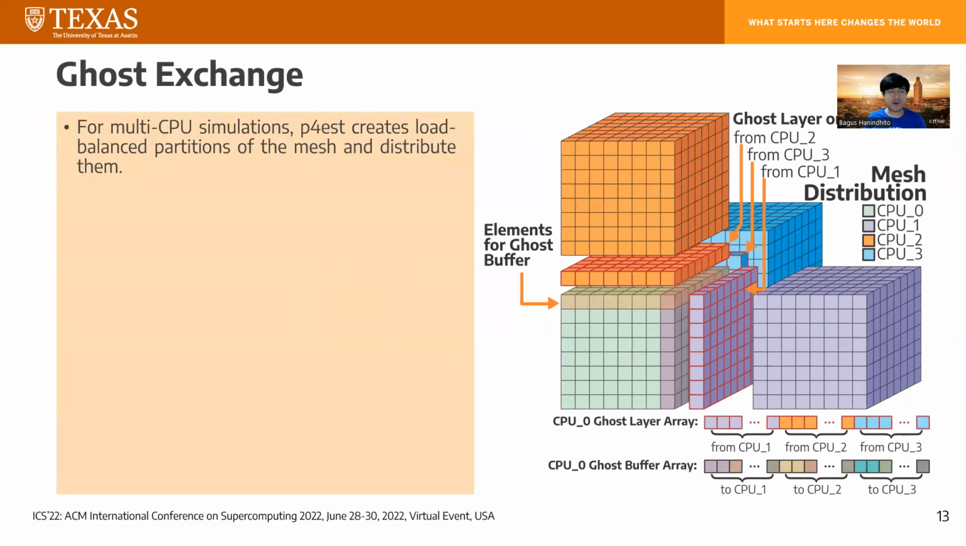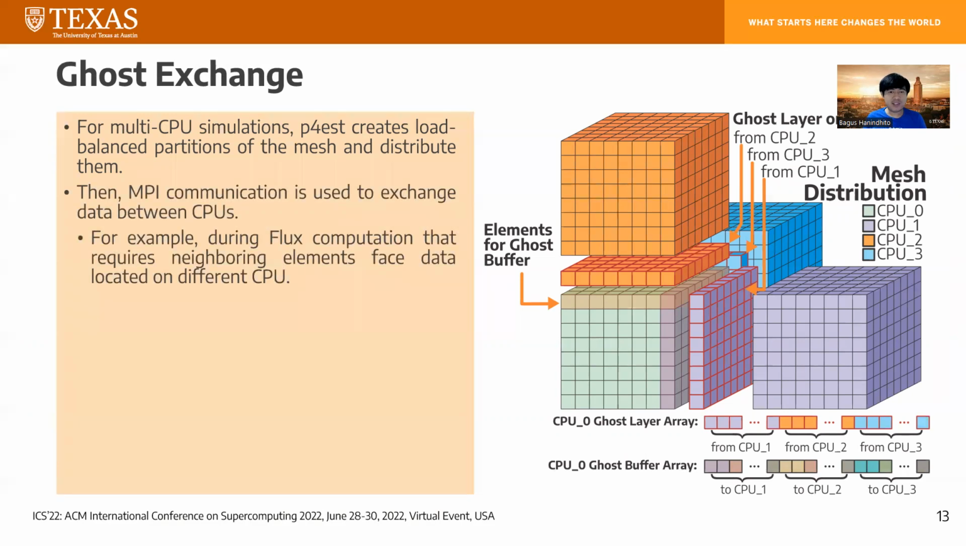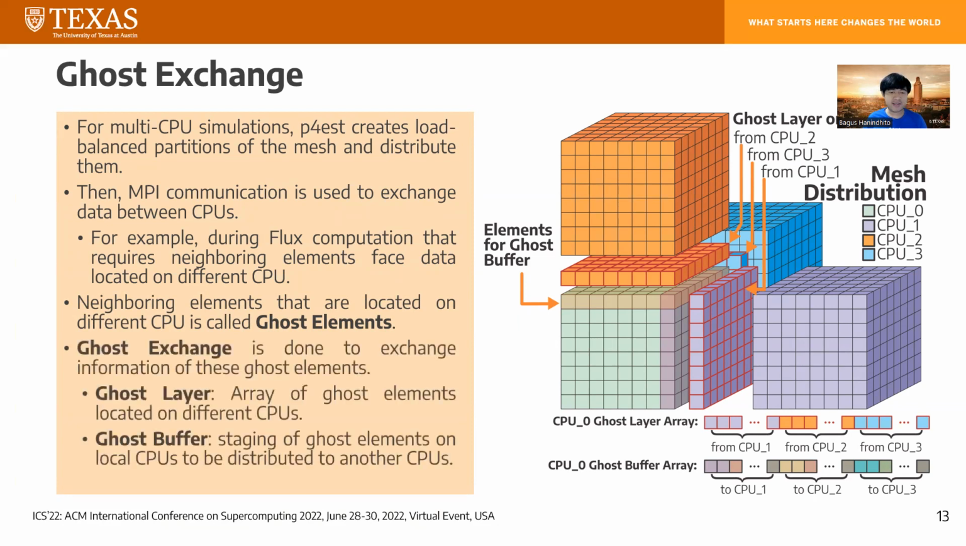Ghost exchange happens when we use multiple CPUs for simulations. During the flux computation, there are cases where the neighboring elements are located on different CPUs. In that case, we need to perform a data transfer between CPUs so that the flux computation can be performed. We call these neighboring elements that are located on a different CPU ghost elements. Ghost exchange is done mainly to exchange the ghost elements, and it is done using two kinds of arrays, the ghost layers and the ghost buffers.